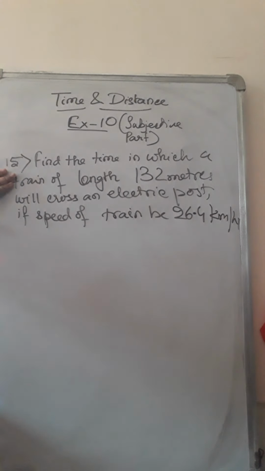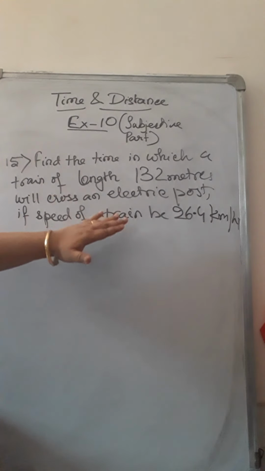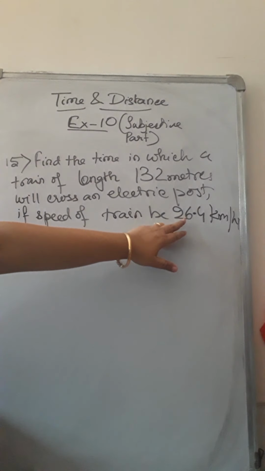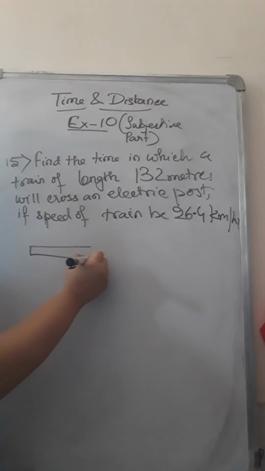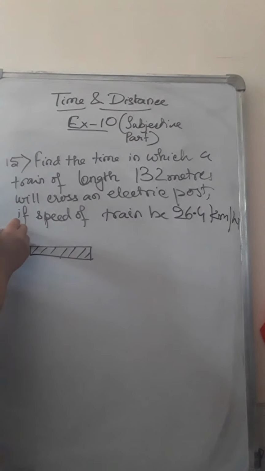Now we are moving to the next sum, that is sum number 15. Find the time in which the train of length 132 meters will cross an electric post if the speed of the train be 26.4 kilometer per hour. Now see here what is given to you. A train is crossing an electric post. Okay, you have seen the electric post at the roadside. So a train is totally crossing this electric post, it is given.